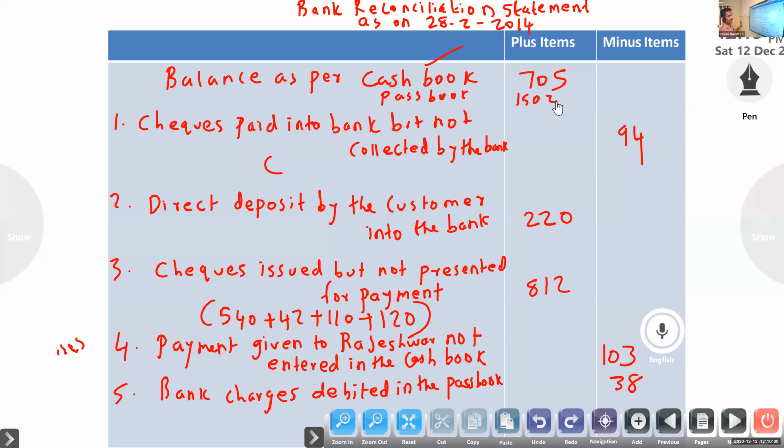1,502. Okay, then what we are writing in the minus column will come in the plus item, because we are looking at the passbook. Plus item will come in the minus item. Then you will get balance as per cash book 705. Clear?